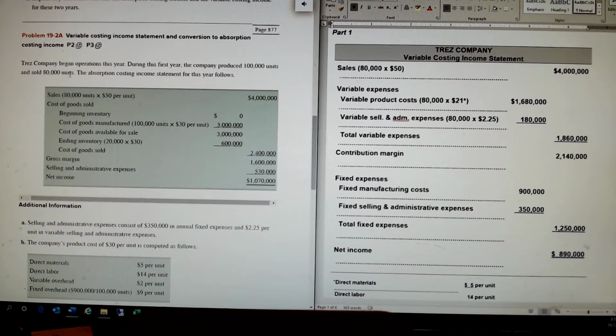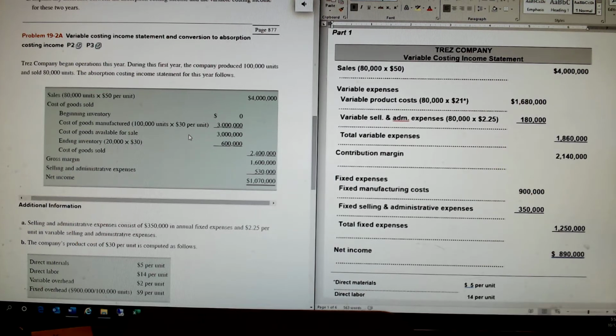That means that some of the fixed factory overhead is not going to get expensed. Some of it is going to get caught in ending inventory and not make its way to cost of goods sold this year. But it does say for the 80,000 units that we did sell, we sold them for $50 a piece, $4 million. No beginning inventory. We manufactured 100,000 units at $30 a piece.